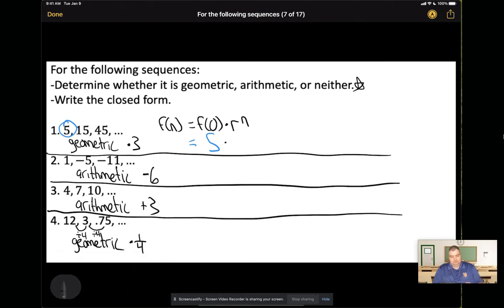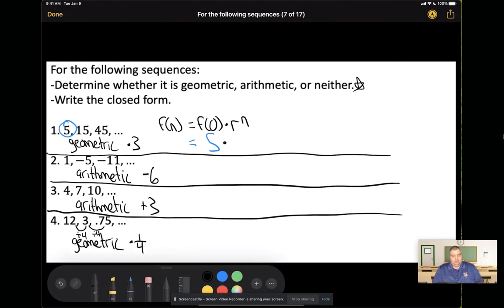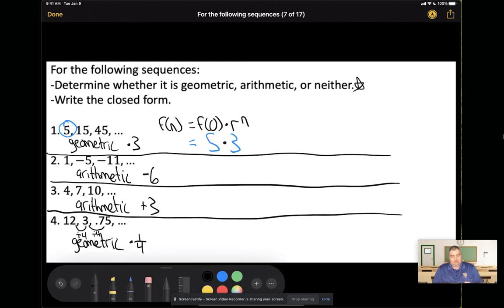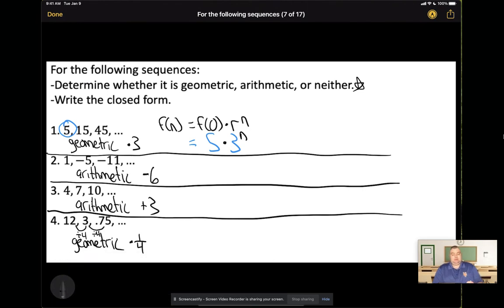times r, our common ratio. And we already said our common ratio in this case was 3 because we're multiplying by 3, and then to the power of n. So this right here is the closed or explicit form of sequence number 1, 5 times 3 to the power of n.